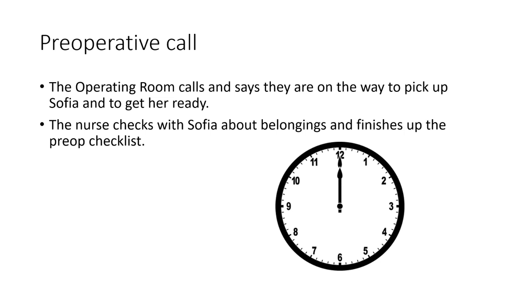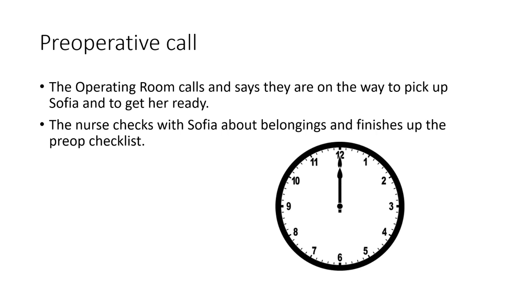All right, the operating room calls and says they're on their way to pick up Sophia and to get her ready. The nurse checks with Sophia about her belongings. Her glasses and her dentures have gone with her daughter Dorothy. She has a ring on that won't come off, so the nurse has put a piece of tape around that, and she has no other belongings.